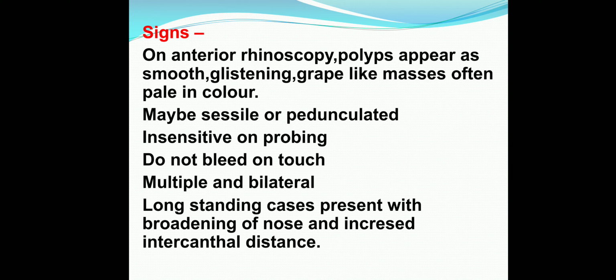What are the signs? On anterior rhinoscopy, polyp appears as smooth, glistening, grape-like masses, often pale in color. It may be sessile or pedunculated. It is insensitive on probing and does not bleed on touch. Ethmoidal polyps are multiple and bilateral. Long-standing cases present with broadening of nose and increased intercanthal distance. This is a diagram showing left-sided ethmoidal polyp.